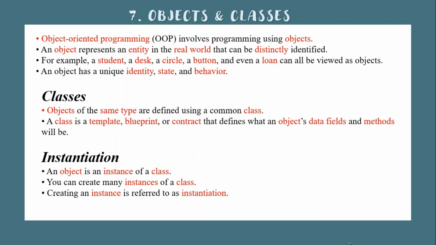A class is a template, blueprint, or contract that defines what an object's data fields and methods will be. Instantiation: an object is an instance of a class. You can create many instances of a class. Creating an instance is referred to as instantiation. Okay? So why do we use classes? For instantiation. So we need to create objects that have certain attributes and methods in order to represent something from the real world.